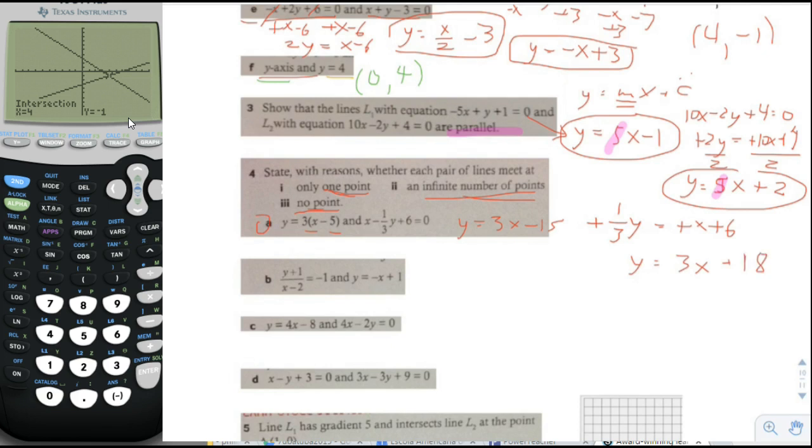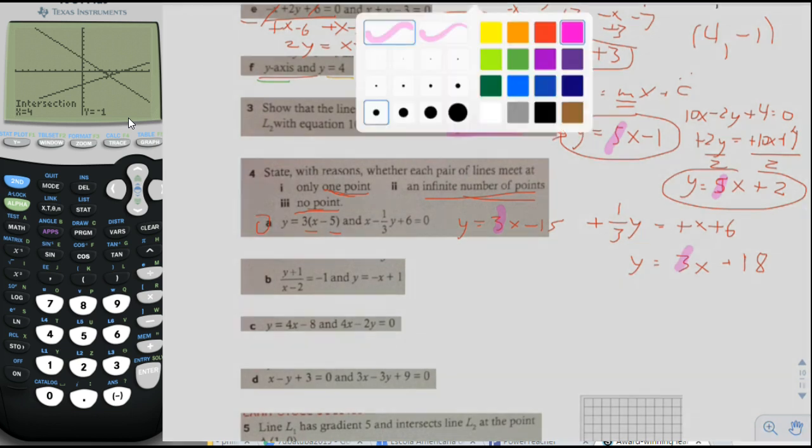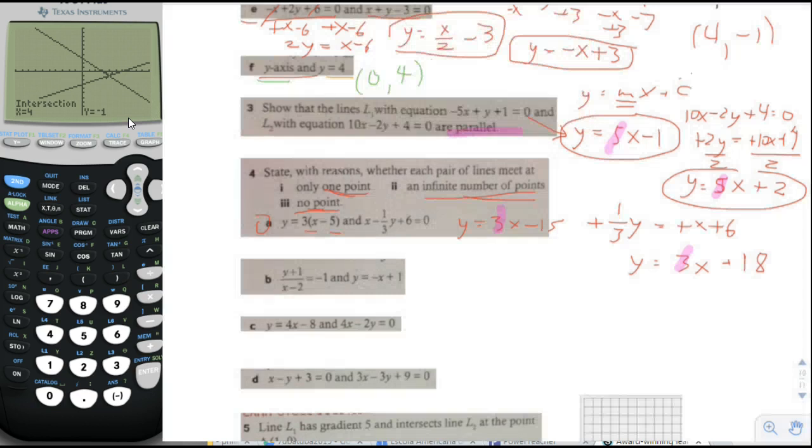Okay, so now what do we have? We have 3x here, we have 3x here, so the gradient is the same. And then if we look at the y-intercept, one is negative 15 and the other is plus 18. So they are not the same line, but they have the same gradient, so they are parallel. So for this one, they are parallel, which means there are no points in common, so I'm going to say it's case 3. Okay? Next one.